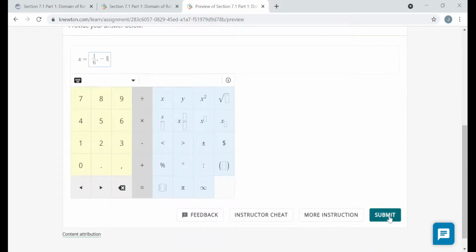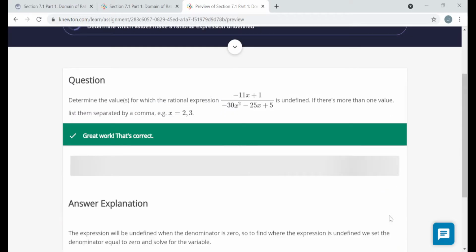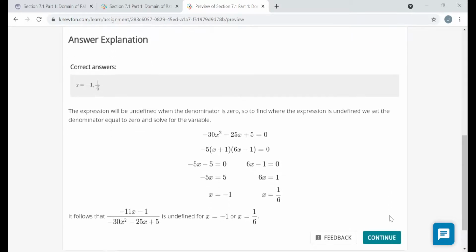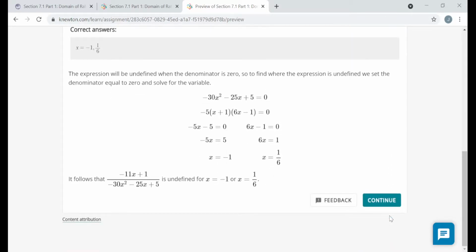And then submit. Again, please read through the answer explanations. Okay, moving on.